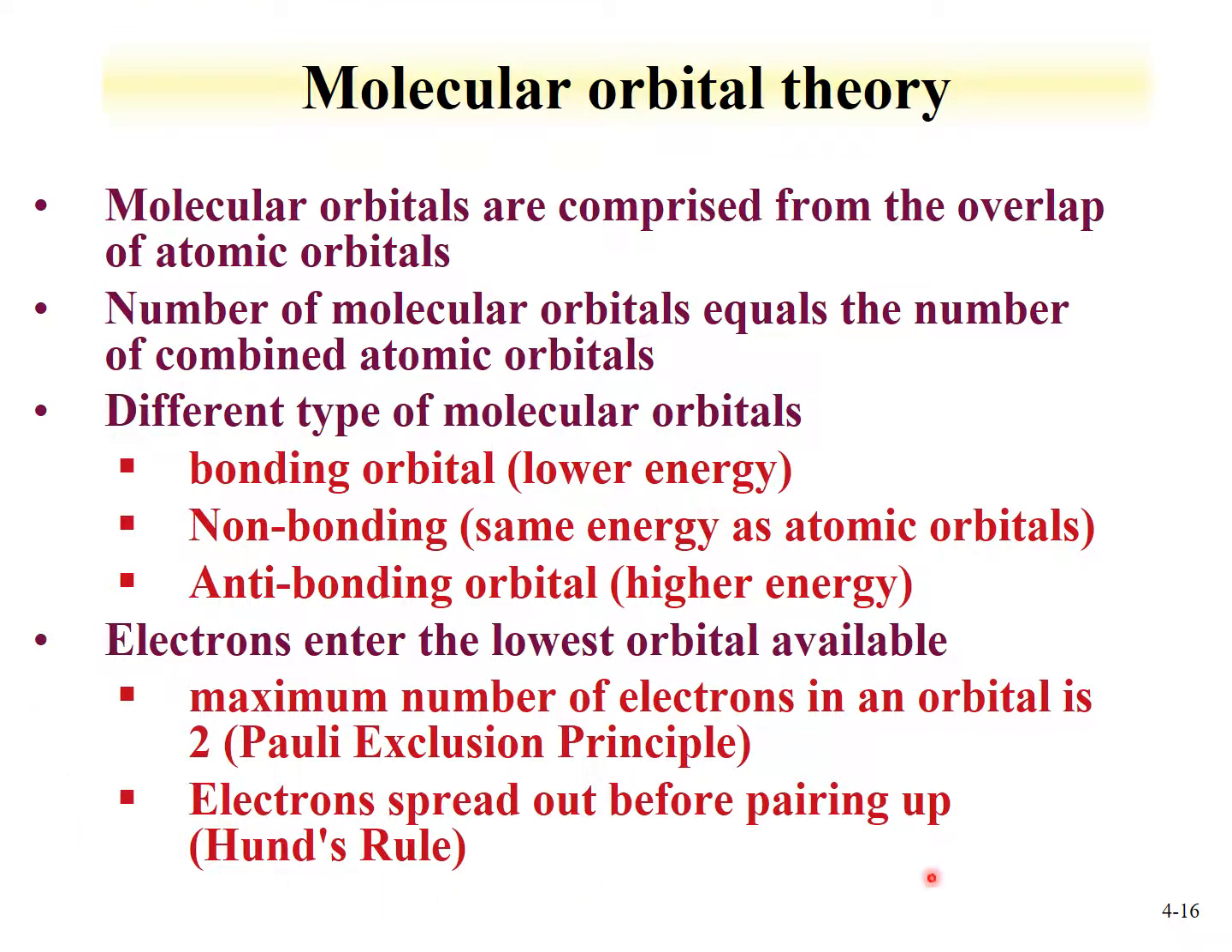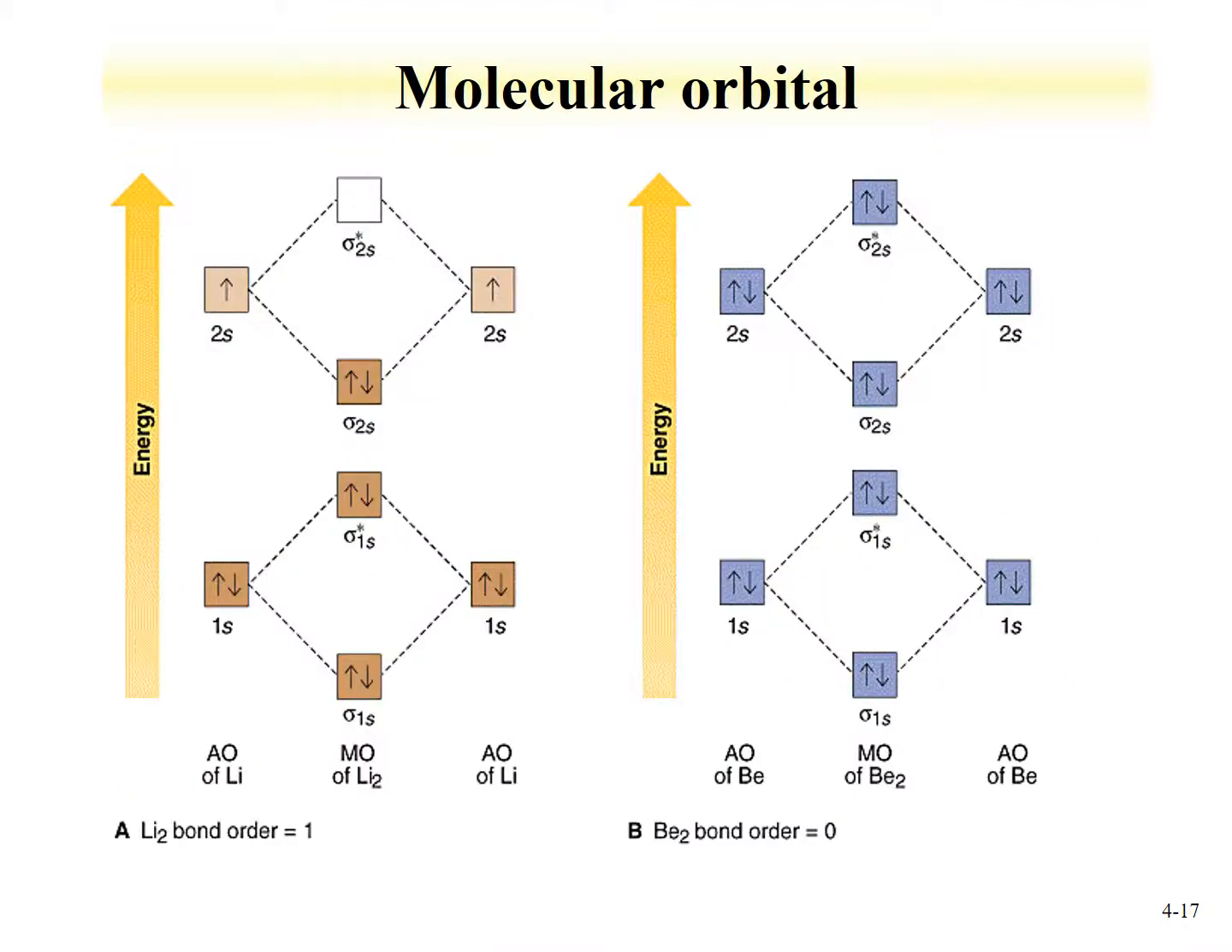The orbitals are formed between the atoms, forming the molecular orbitals, and the electrons enter the lowest orbitals available. They fill these orbitals according to the Pauli exclusion principle and Hund's rule. Some simple examples of molecular orbitals here are for diatomic lithium and beryllium. As we see here, each lithium has 3 electrons. We form bonding and anti-bonding 1 sigma, and then this bonding 2 sigma orbital.